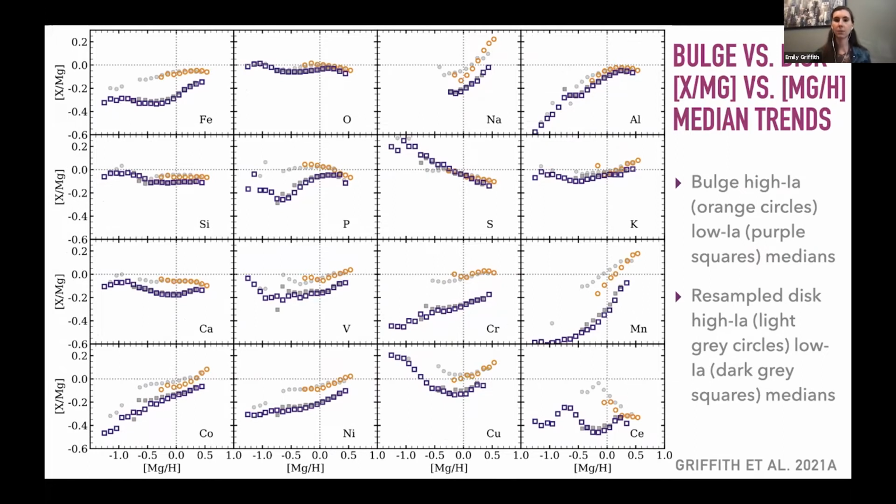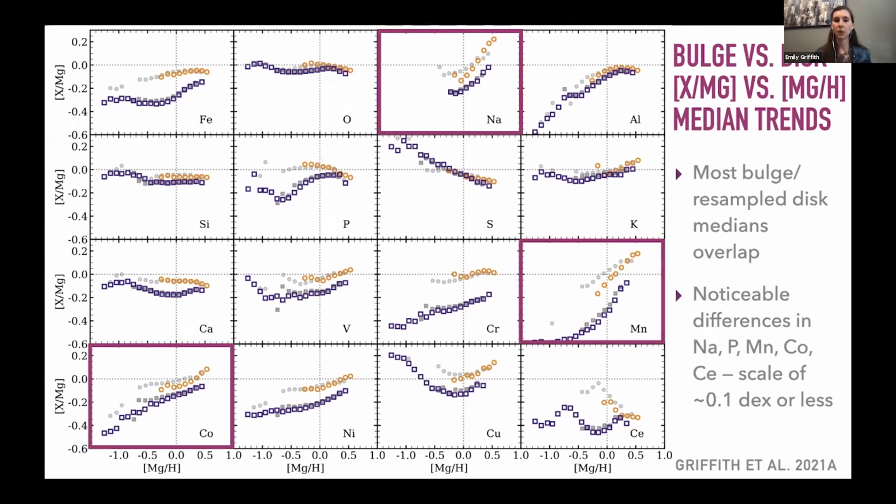There are a couple of interesting elements where this is not the case. So sodium, manganese, and cobalt, we see differences specifically in the high Ia sequence. For all three of these, it looks like there's some level of offset between the bulge and the disk, like the bulge has a steeper high Ia sequence than the disk does. These differences, though, are still only on the scale of about 0.1 dex or less, so they're very small.